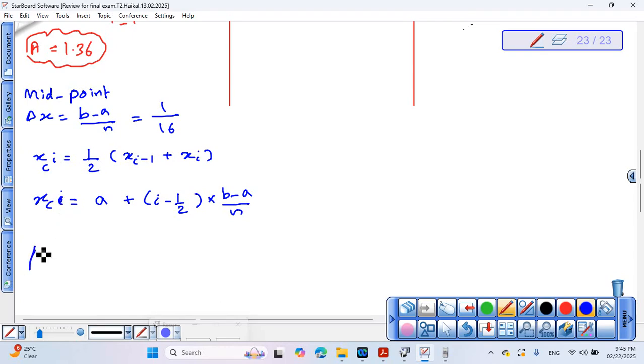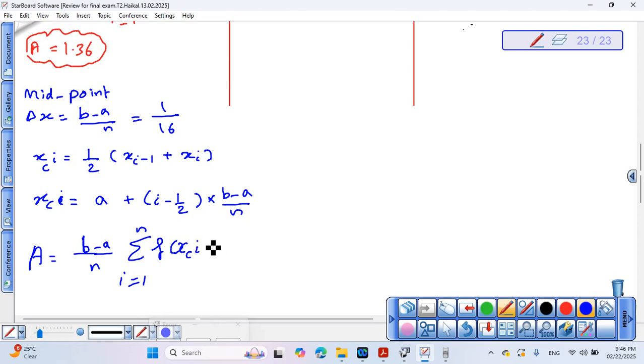Area equals b minus a over n, summation from i equals 1 to n of f of x c i.